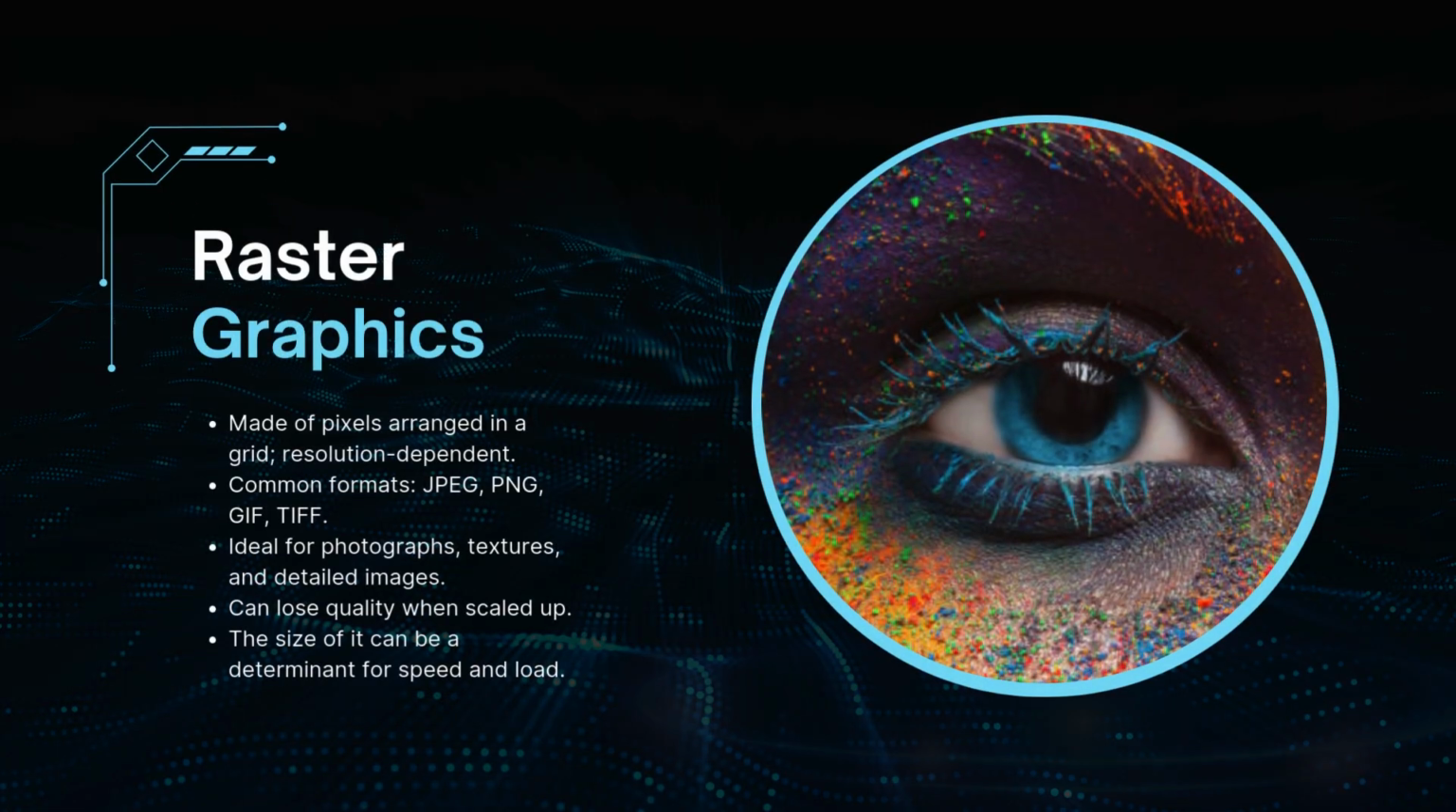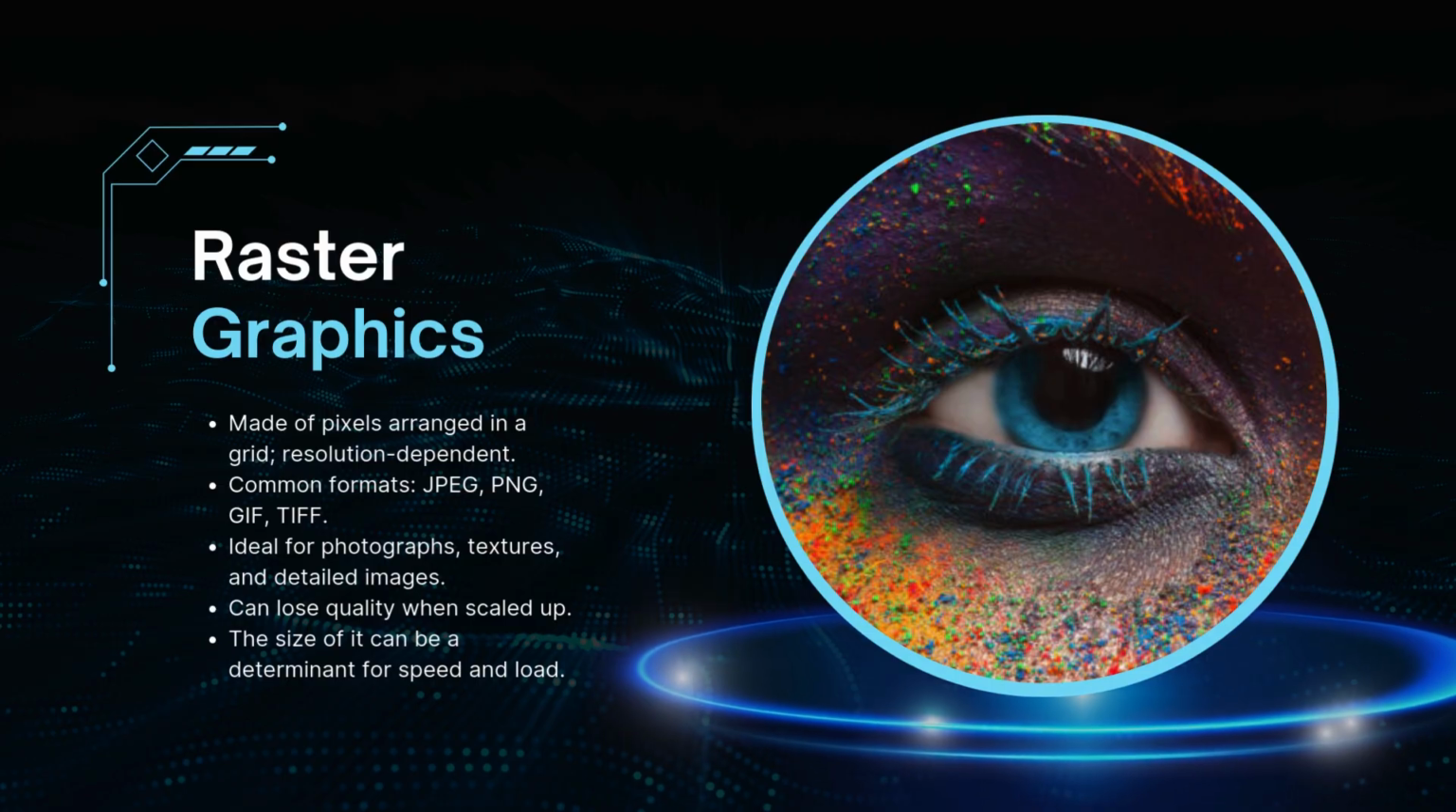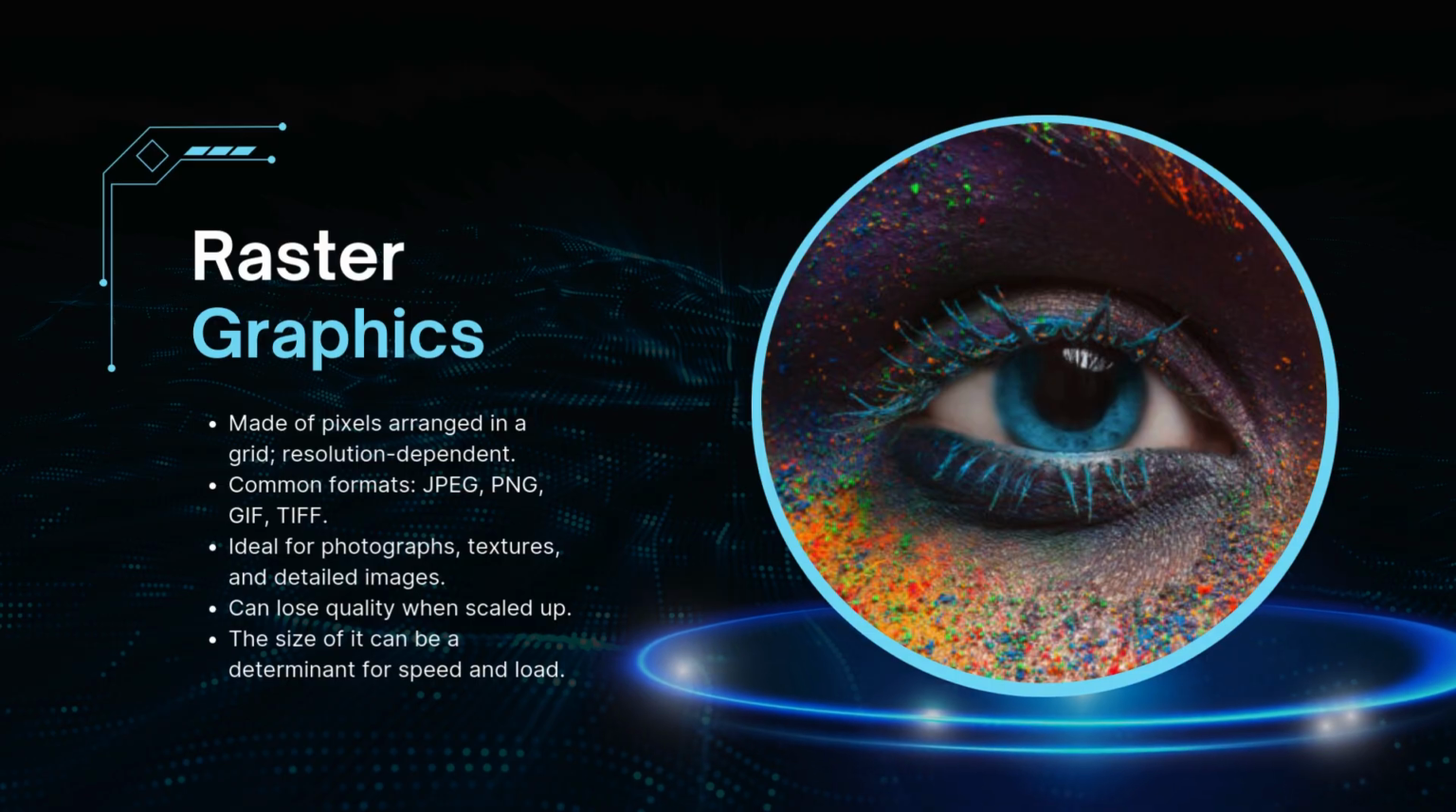But on the other hand, raster graphics are created from pixels, which are like tiny colored squares located in a grid, one right next to the other. The number of these squares will define resolution, so the image quality depends on how many squares are in the grid. The most common formats are JPG, PNG, GIF, and TIFF, and those are ideal for photographs and very detailed images like textures, or the one that we can see in the example.